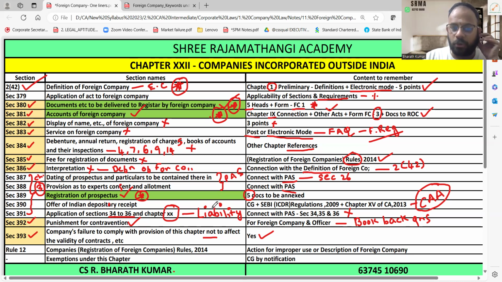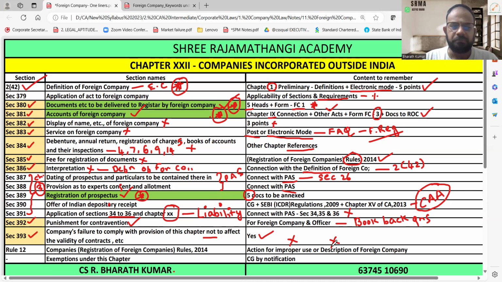Now, till now, this section number 393, we have told all these sections that are important. Rule number 12 of Companies (Registration of Foreign Companies) Rules, 2014 is there. There, what action you will take if you do improper use or improper description of the foreign company, they would have told. That also is there in your institute material last part. That I will cover in the institute material.